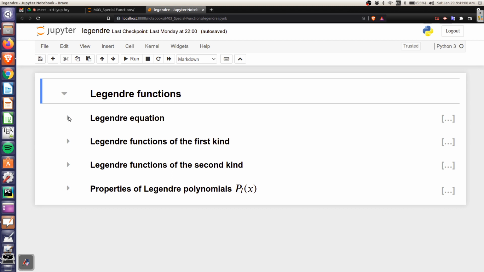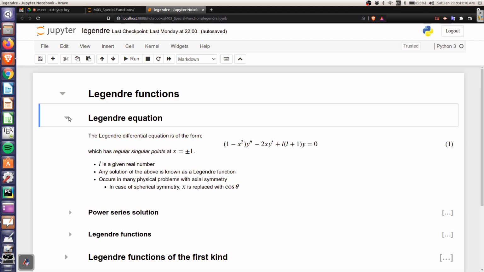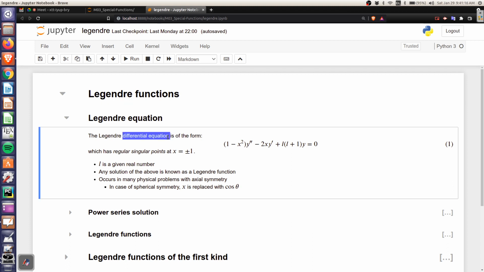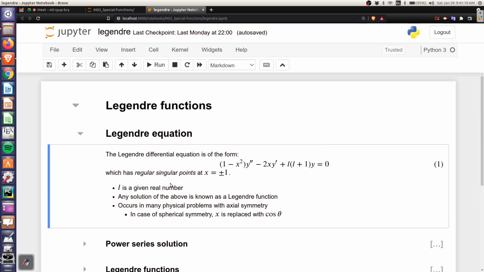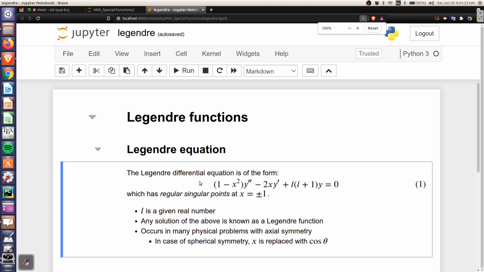So first, going to the Legendre equation. What is the Legendre equation? It is basically a differential equation which is of this form. A Legendre function is a, I think I should make it a little bit bigger. Is it visible now? Everyone, are you able to see clearly?